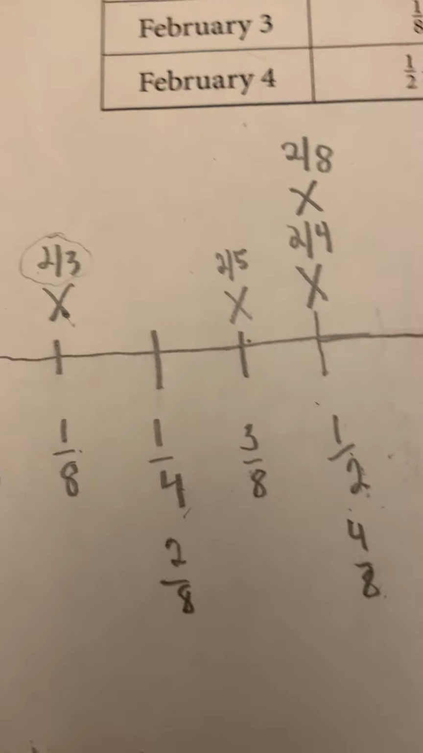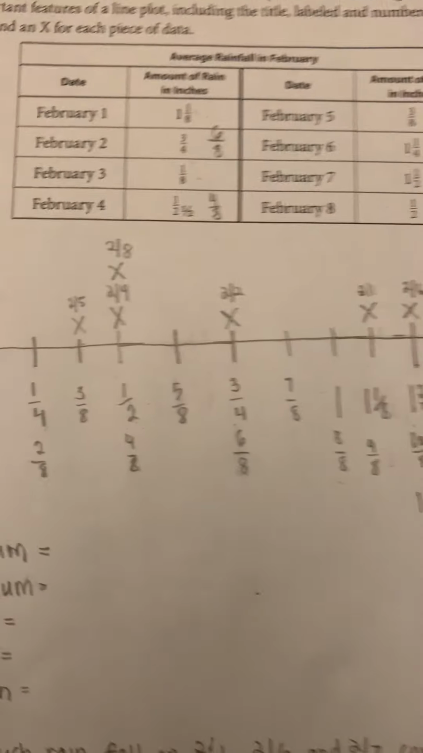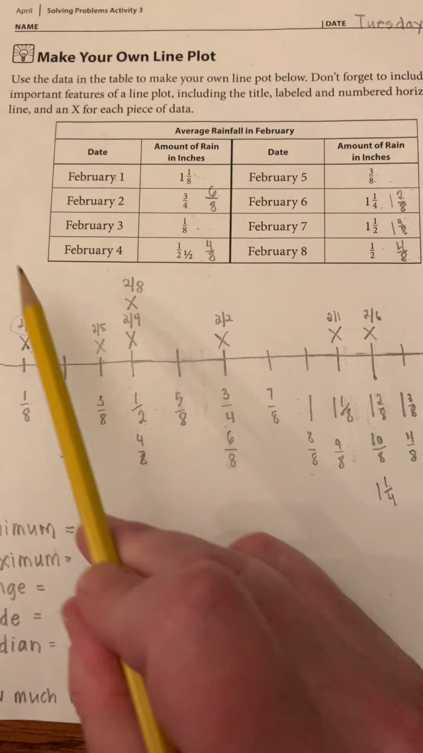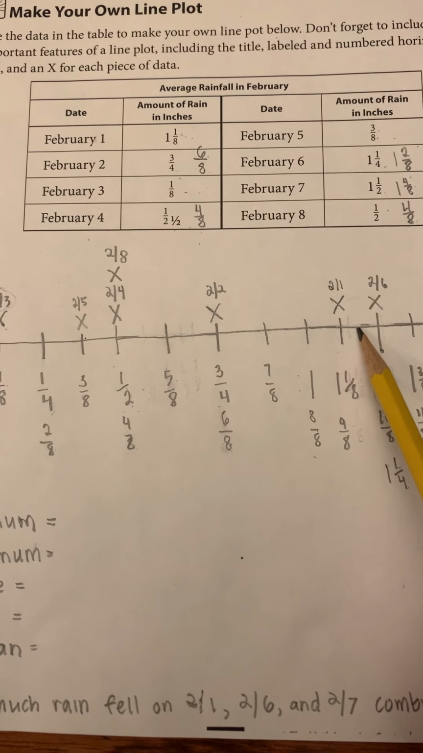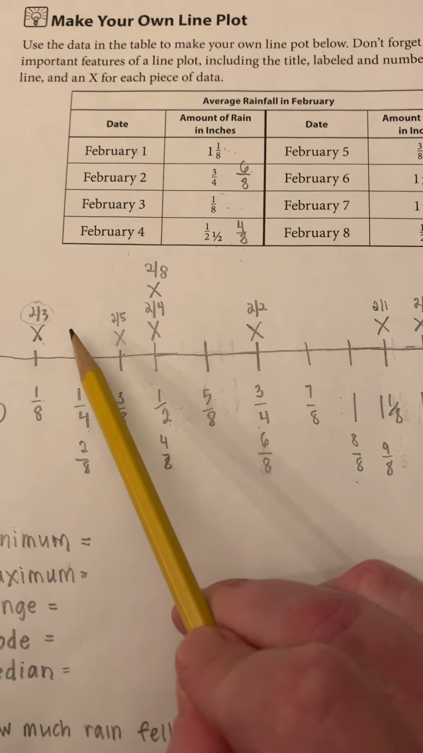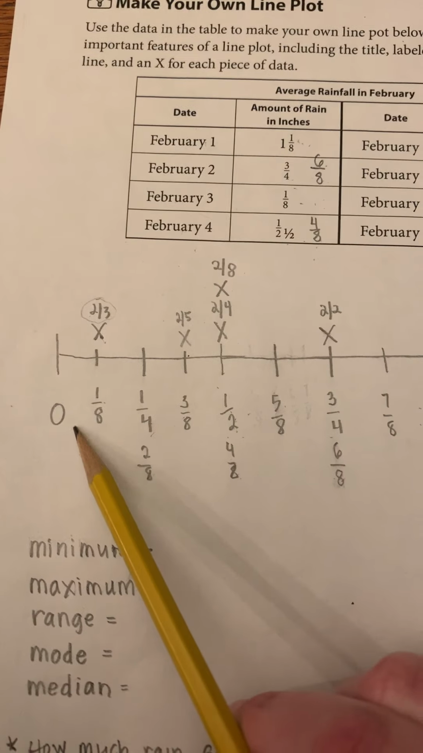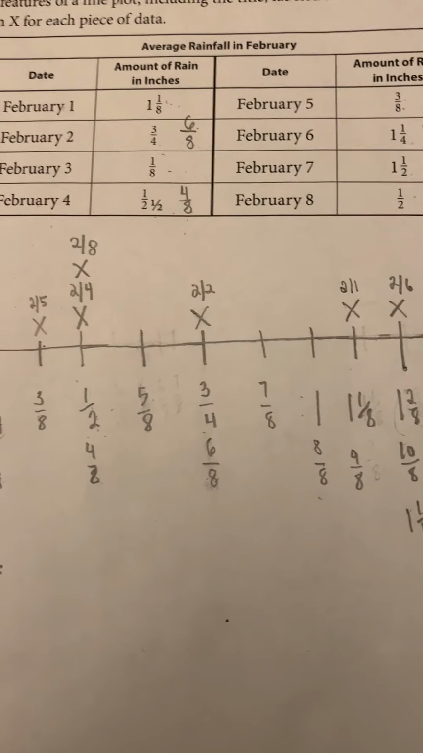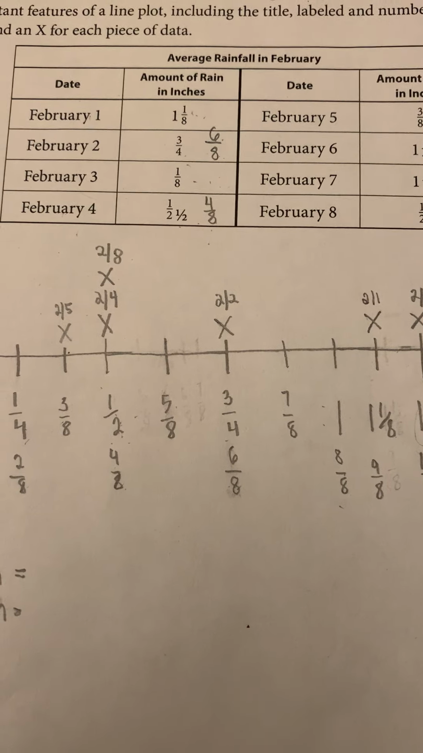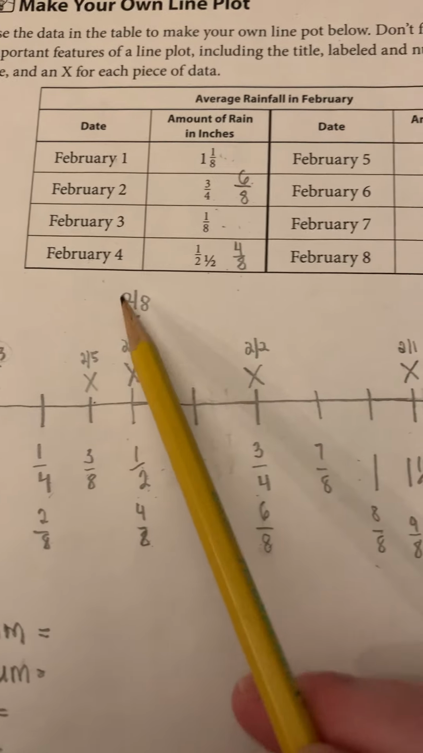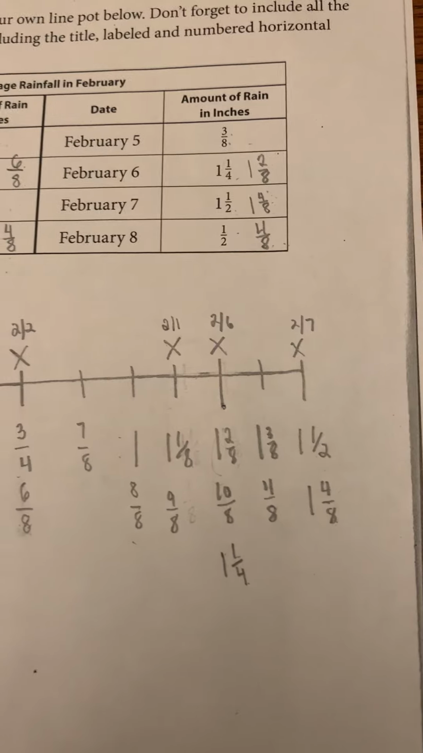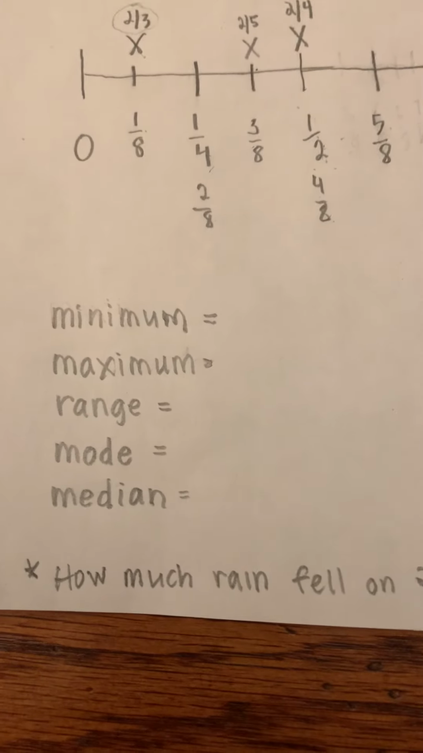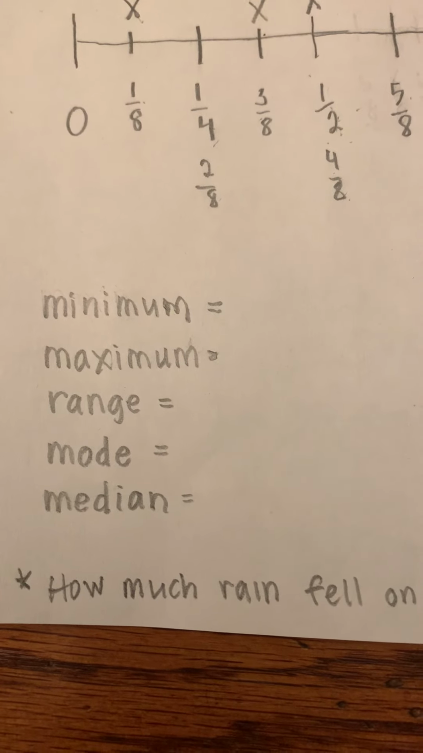Now, what am I going to do? You're going to make your own number line, and you are going to go from 0 to 1.5, counting by eighths, and you can use the picture to help you. You're going to plot the data, use the picture to help you, and then there's a few little questions.